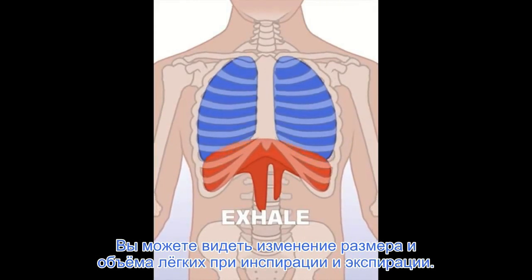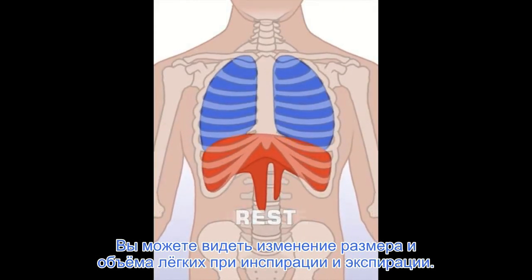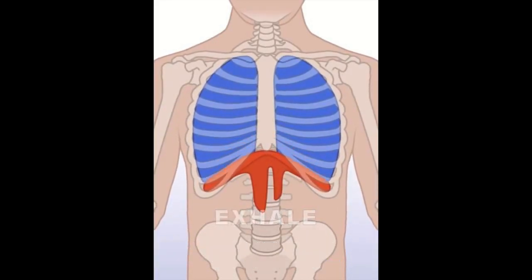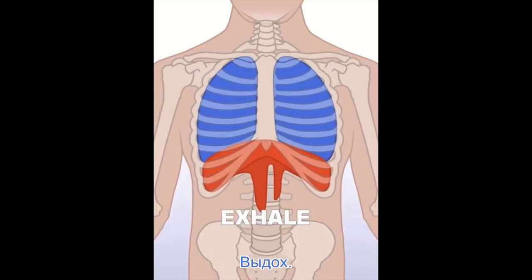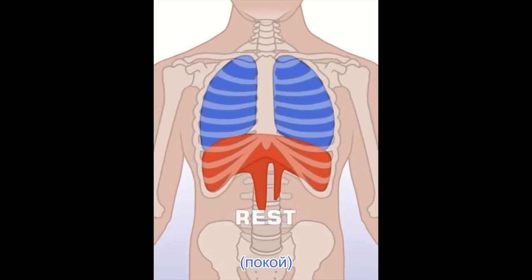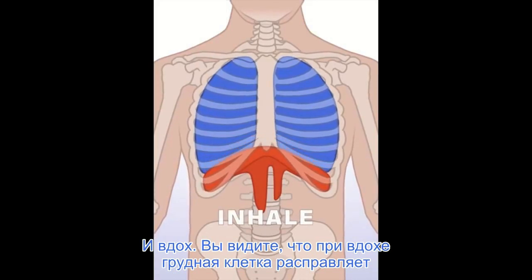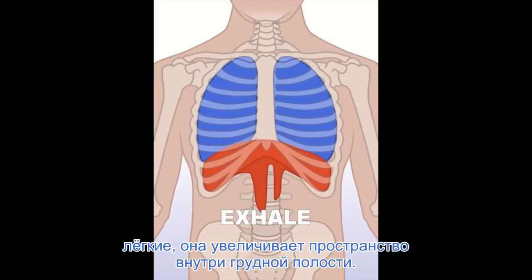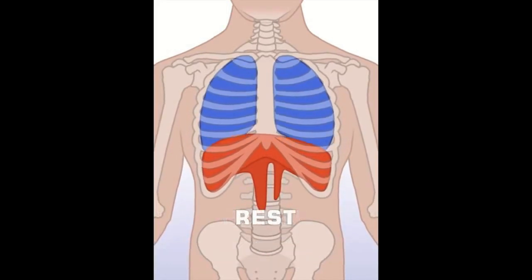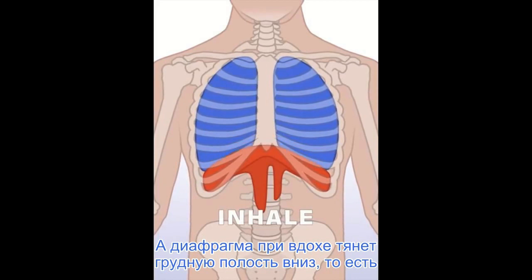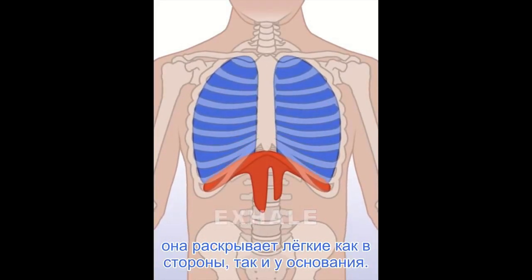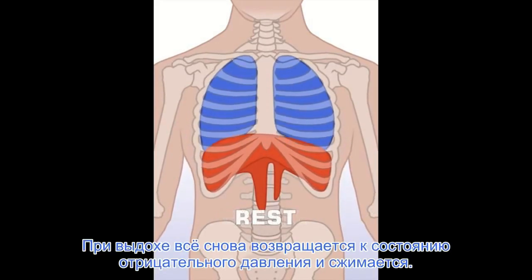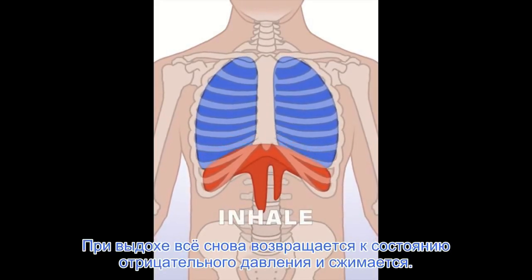And you can note the change in size of the lungs and their volume upon inspiration versus expiration. So exhaling and inhaling. So you can see during inhaling, the rib cage is pulling the lungs out, so it's enlarging the thoracic space, and the diaphragm during an inhale is pulling the thoracic cavity down, so it's opening up the lungs, both at the side and at the base. Exhale, everything goes back to that negative-based appearance and shrinks up.